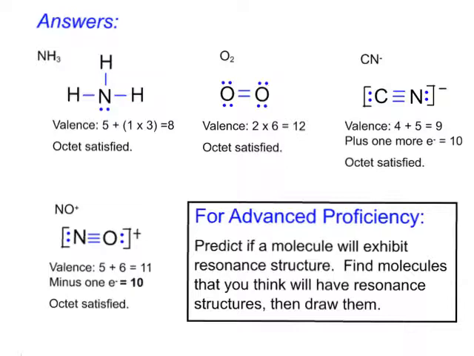And for advanced proficiency, here are some ideas. Predict if a molecule will exhibit resonance structures. You can find molecules that you think will have resonance structures and then draw them. That is a little bit more difficult than simply being given the problem where you know there are going to be resonance structures. So that's something you can try.